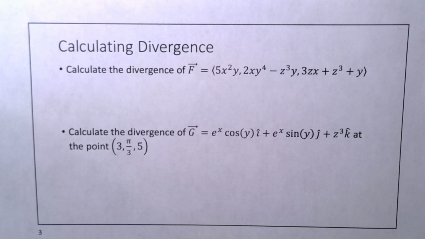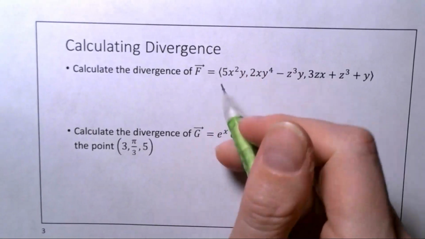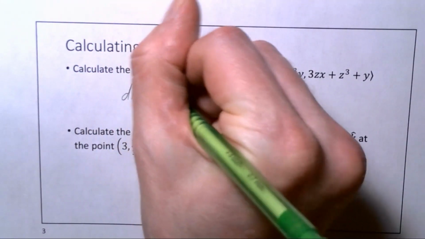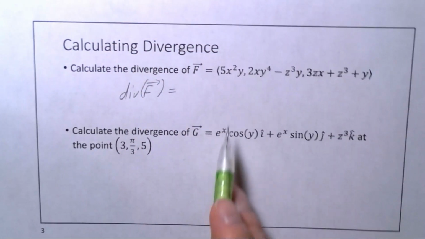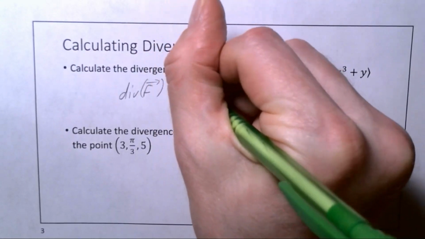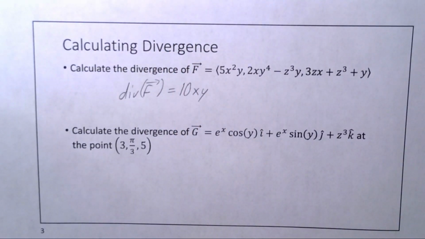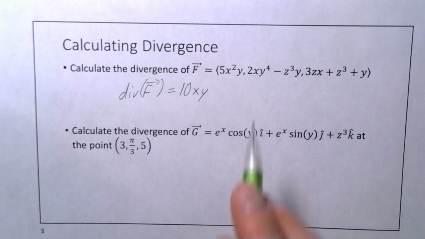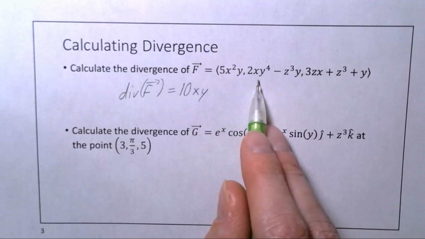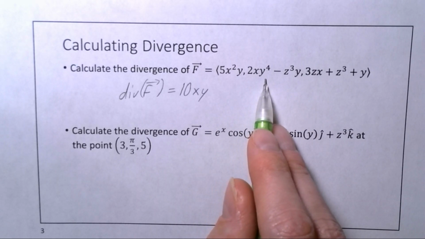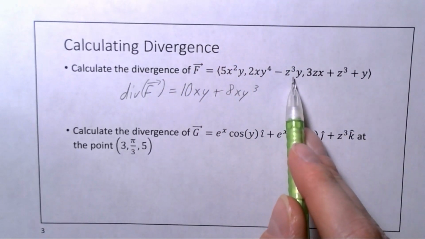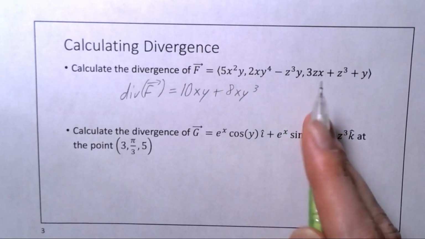Calculating the divergence of this, we start out by taking the derivative of the first component with respect to x. The derivative of 5x squared y with respect to x is 10xy. Next, we take the derivative of the second component with respect to y. The derivative of 2x y to the fourth minus z to the third y. The derivative of 2x y to the fourth with respect to y is 8x y cubed. And the derivative of z to the third y with respect to y is just z to the third.